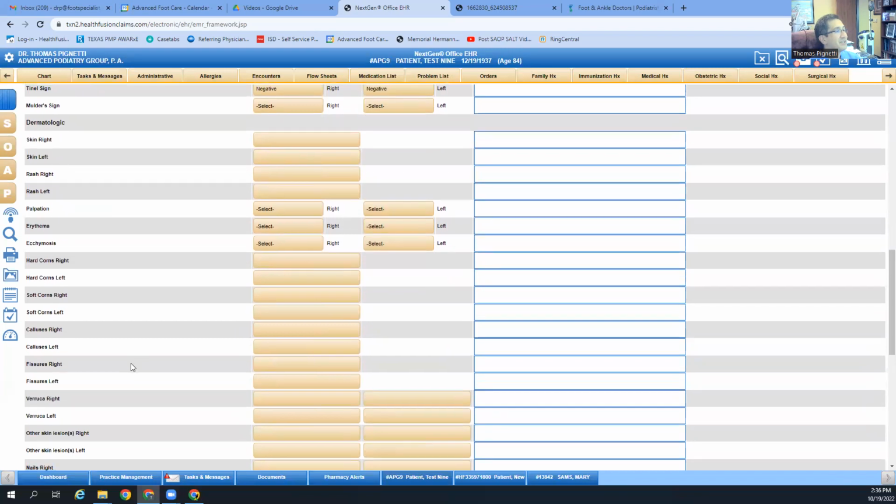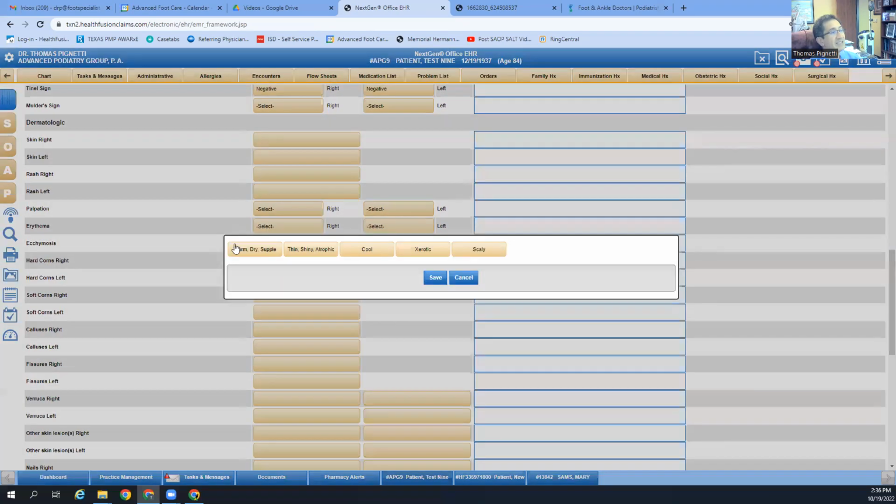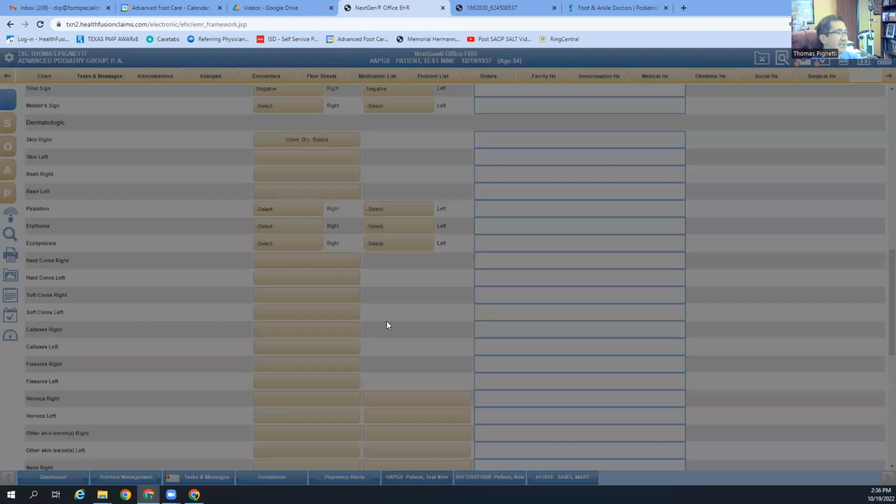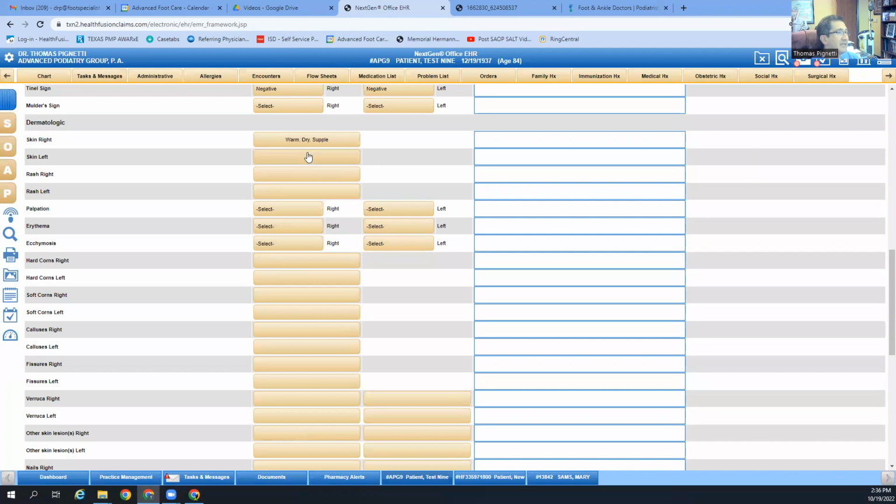Then we go to our dermatological exam. And that's the skin, generally speaking. Is the skin warm, dry, supple in a healthy person? Is it thin, shiny, or atrophic, meaning very frail looking, like in someone with poor circulation? Is it cool to touch, which would be abnormal? Is it dry? Is it just kind of dry skin, or is it scaly? There's a difference between dry and scaly. Scaly would be more like an athlete's foot, where not only is there scaling or peeling, but there's some redness involved. Maybe the patient is also complaining of itching at that time too. But let's just say for our patient here, everything is warm, dry, and supple.